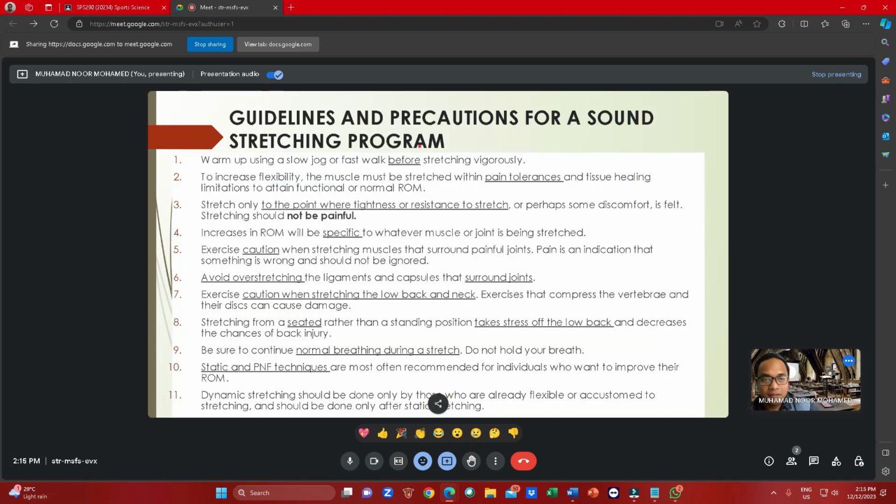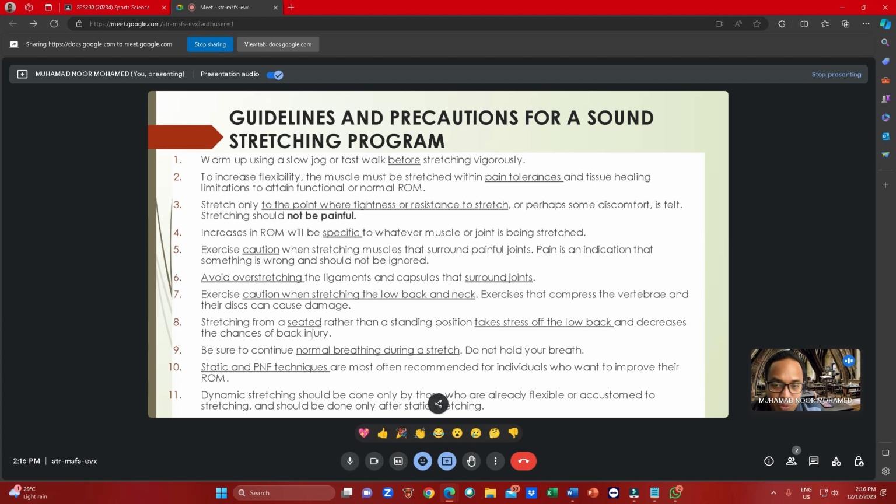Okay, and then these are some guidelines and precautions for a sound stretching program, meaning a good stretching program. The first one, like I said earlier, is to warm up first. We increase the temperature of our muscle first. Warm up using a slow jog or a fast walk. Warm up with all modalities that require moderate to low intensity before we go on to a vigorous stretching exercise.